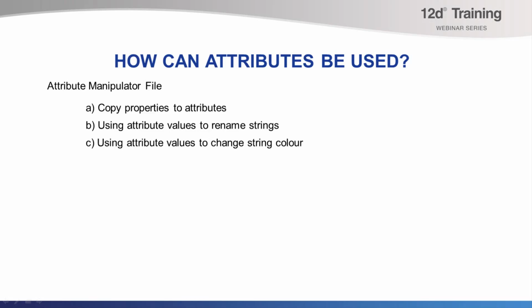So how else can we use attributes? Well, there's a new feature in V11 called the Attribute Manipulator file. And it can be used to copy properties to attributes, copy attributes to properties. We can use attribute values to rename strings, change colors. We can move attributes around. We can copy segment attributes to string attributes and rename string attributes and rename segment attributes. So there's a number of different things we can do.